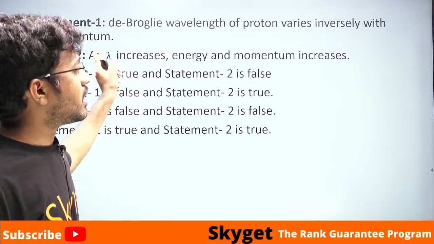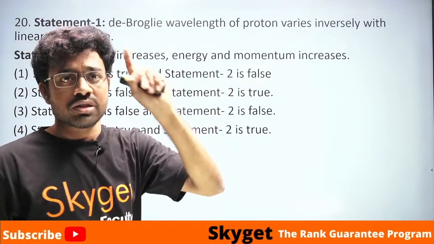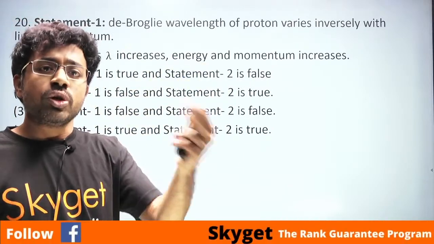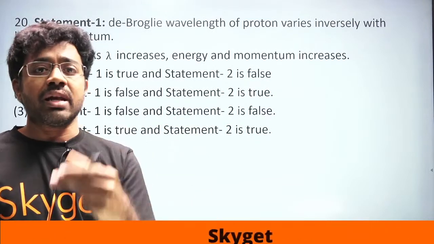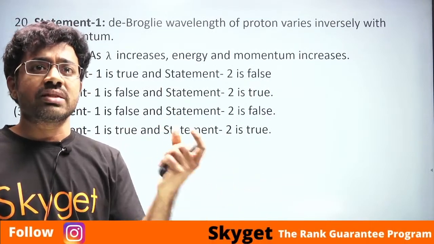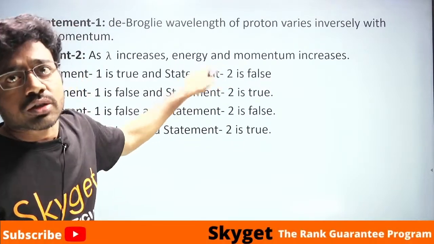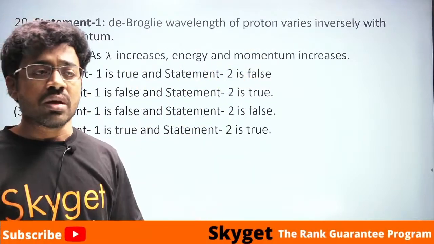In this he is saying that lambda is directly proportional to the momentum, which is obviously wrong. Then if you come to the energy, E is equal to h nu, which is h into c by lambda. So from this equation you can say that E is inversely proportional to the wavelength. So this is also proven wrong. So here statement 1 is true and statement 2 is false.